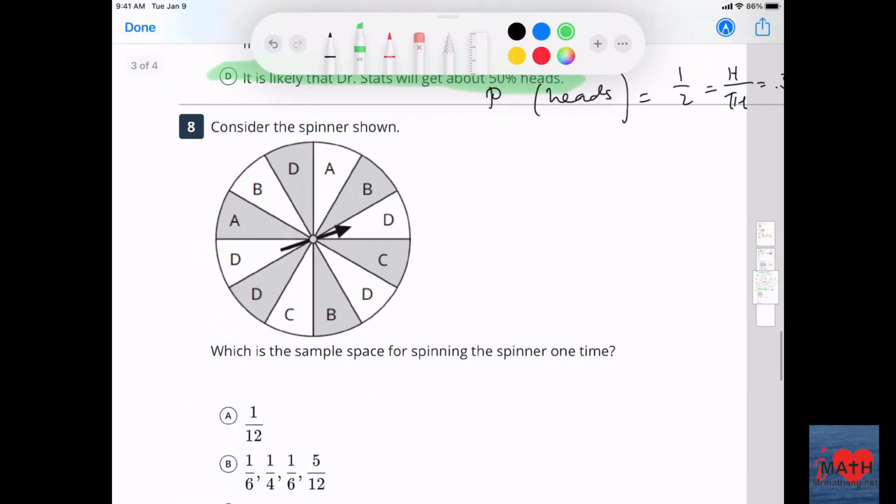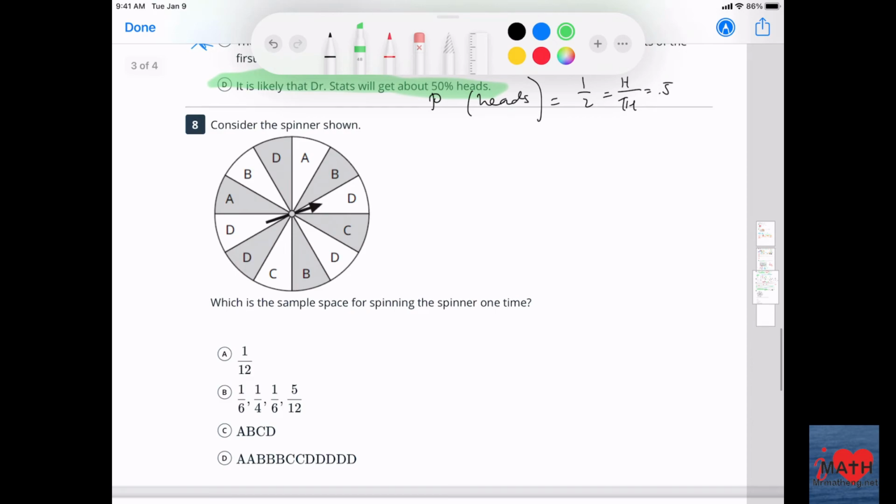All right, question number 8. Consider the spinner below, which is a sample space for spinning the spinner one time. This one says 1/12. Well, I'm going to underline the words sample space. These are all the outcomes.